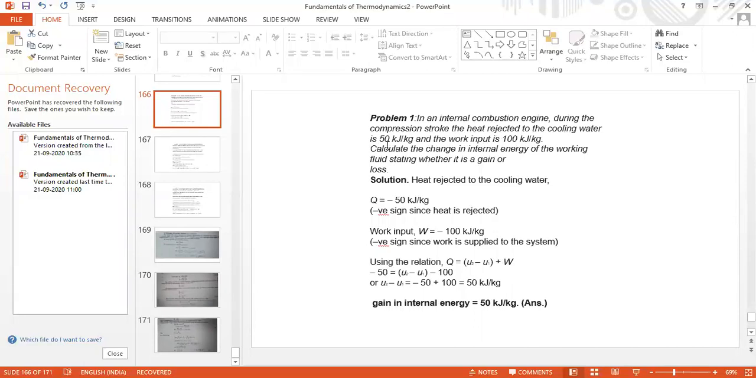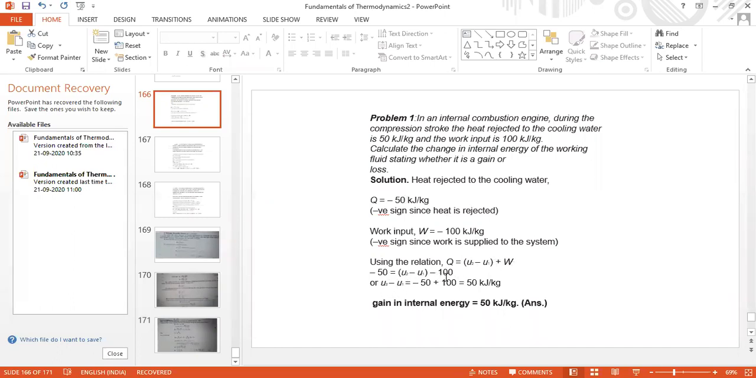Here the heat rejected is minus 50, and work input, because there is input of work to the device, is negative. These two are to be substituted in the equation for Q. I told you many times, Q equal to dU plus W is a very fundamental equation, and it plays a major role in solving problems every time it is required. In the equation Q equal dU plus W, Q is substituted as minus 50 and W is substituted as minus 100.